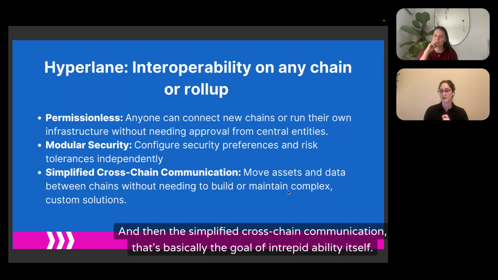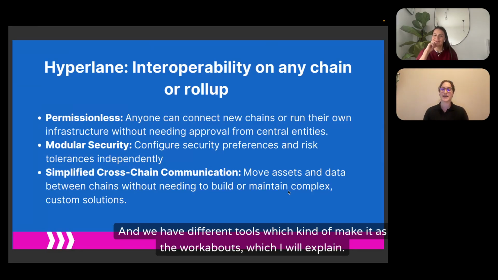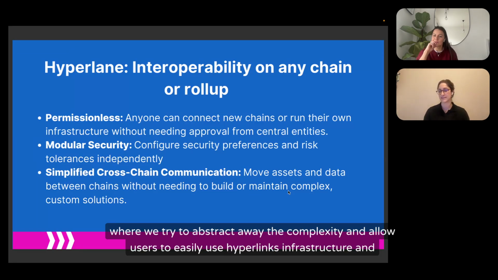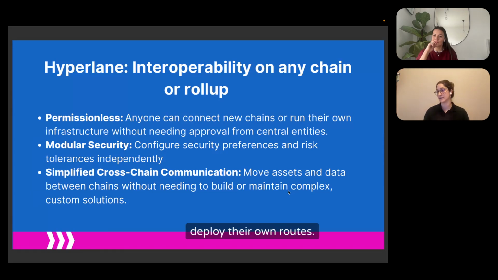And then the simplified cross-chain communication, that's basically the goal of interoperability itself. We have different tools which make this possible, such as warp routes, which I will explain, where we try to abstract away the complexity and allow users to easily use Hyperlane's infrastructure and deploy their own routes.